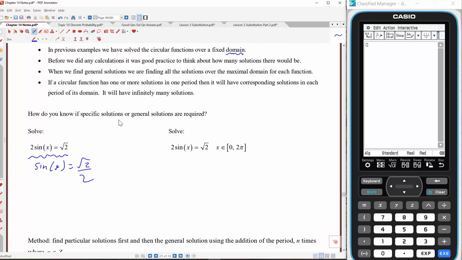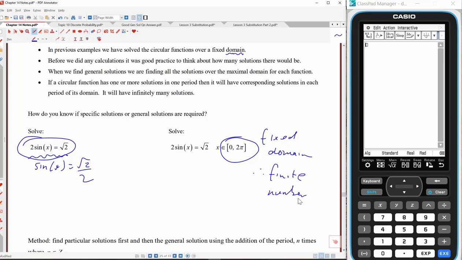Notice that this one here requires a general solution because there's no domain provided. This one here has a domain, so this is a fixed domain and therefore a finite number of solutions. There's no domain provided here, so there is an infinite number of solutions. So this is the one that we're going to need to provide a general solution for. This one here has a finite number of solutions.